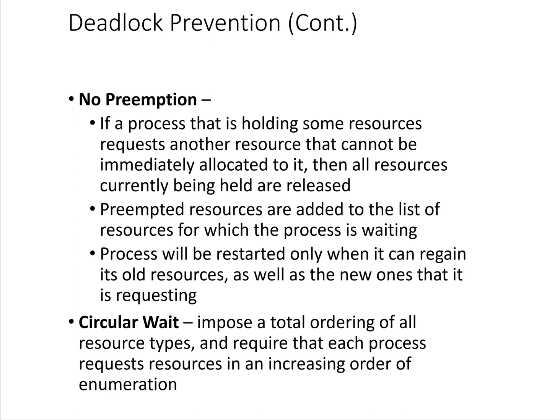No preemption is a way to prevent it. If a process holding some resource requests another resource that can't be allocated, then all resources are released. Preempted resources are added to the list of resources for which the process is waiting, and the process will only be restarted when it can regain its old resources as well as the new ones. For circular wait, impose a total ordering of all resource types and require that each process request resources in an increasing order of enumeration.